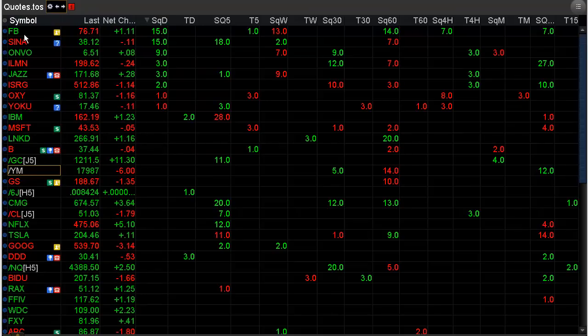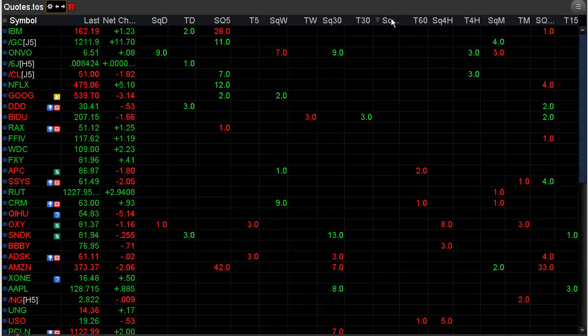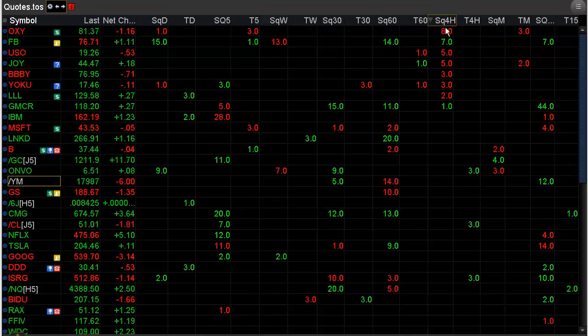One thing I noticed here is that Facebook is in a squeeze. There are some others, but Facebook's in a squeeze here on a daily. Then I see, is it also in a squeeze on other time frames? So I'll check the weekly, and yes, Facebook's also in a squeeze on the weekly. Then I check the 60-minute, and yeah, it's in a squeeze there also. And why not? Let me check the 4-hour. Yeah, it's in a squeeze there too. So Facebook's in a squeeze on multiple different time frames.